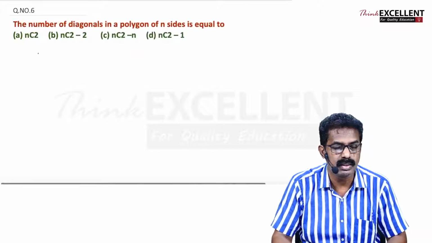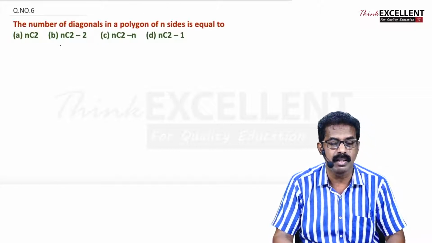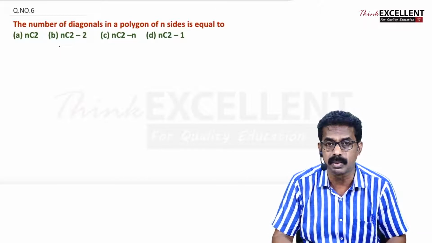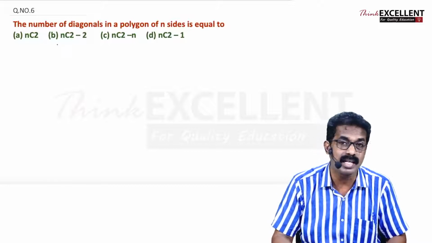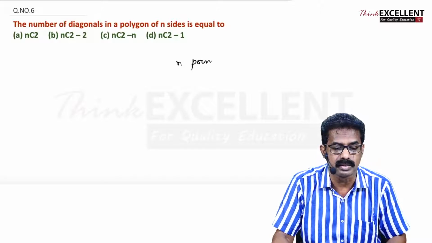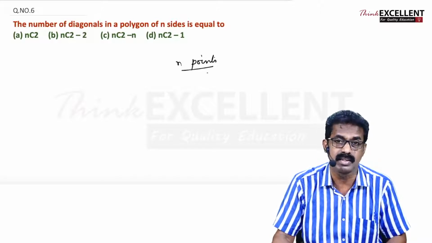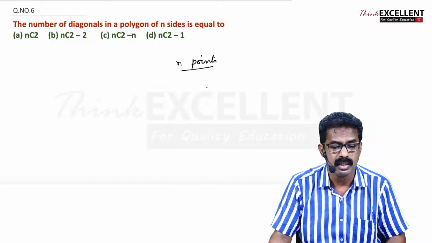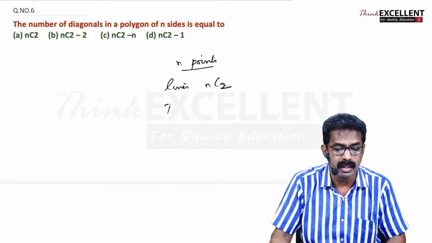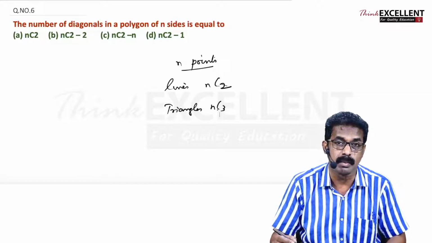Now listen, the sixth one: the number of diagonals of a polygon of n sides. So totally there are n sides, no 3 points are collinear, and they asked the number of diagonals. Listen, you have already studied this. Suppose there are n vertices, no 3 points are collinear. Then how many lines can be formed? The number of lines is NC2, because for a line you have to connect 2 points at a time. Number of triangles is NC3, because you have to connect 3 points, right?